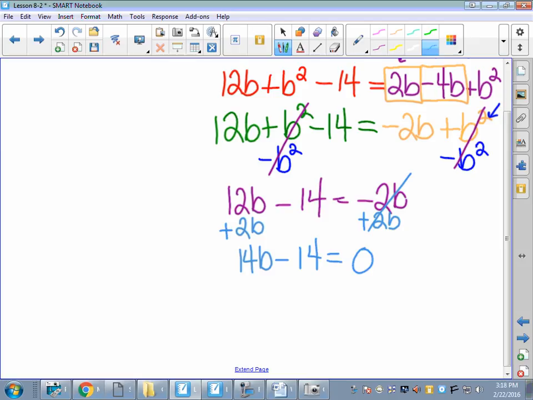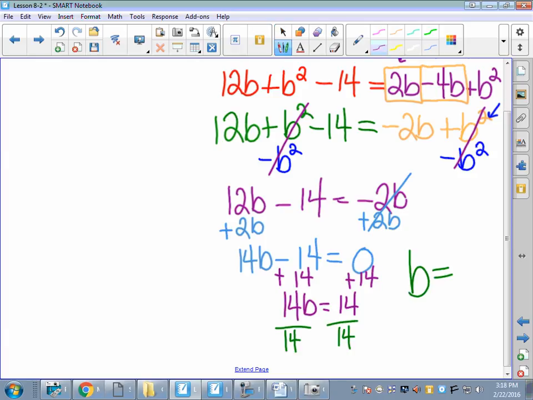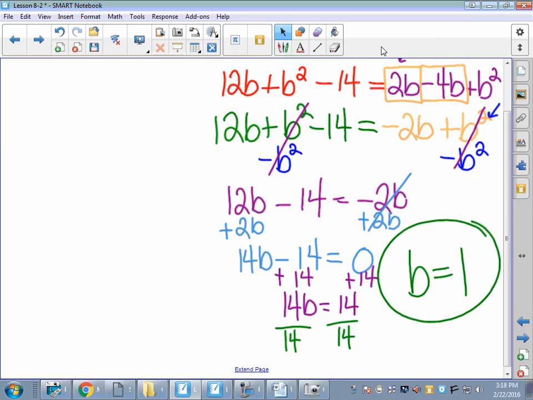Now let's get our 14 to the other side because numbers go on the right. So if 14b equals 14, I know everybody knows how to finish solving this equation at this point. Divide both sides by 14. So b should be equal to 1. So anytime you've got an equation, you can solve that.